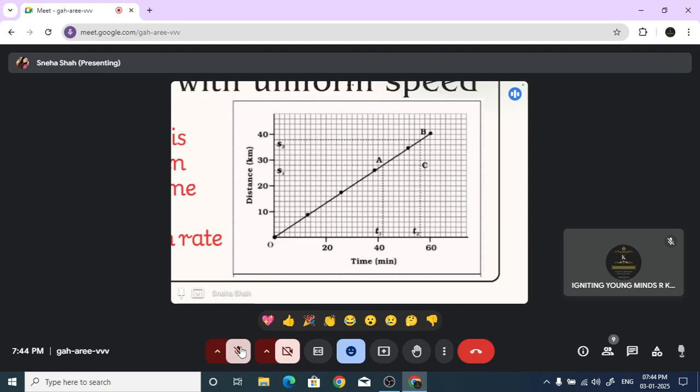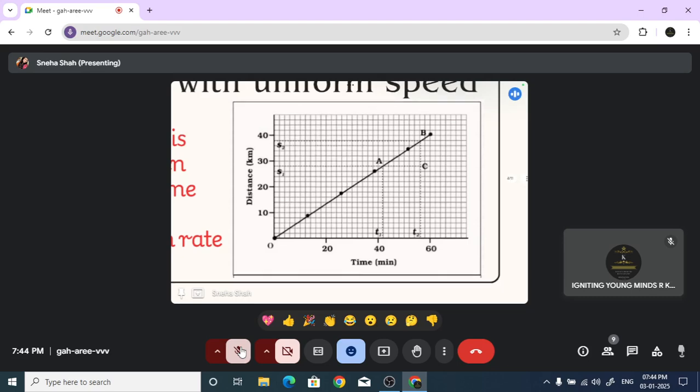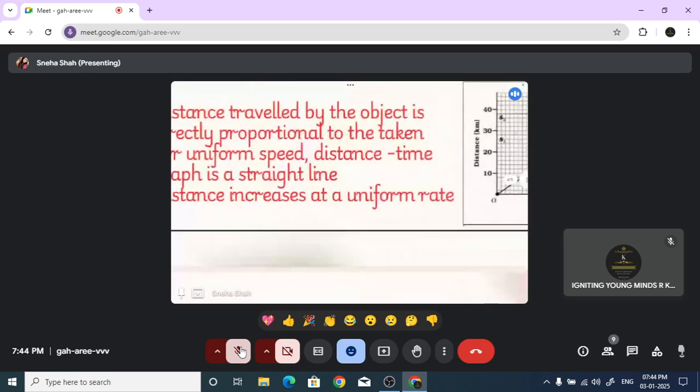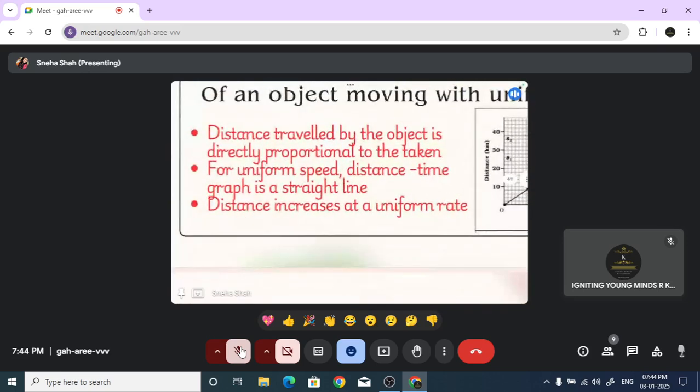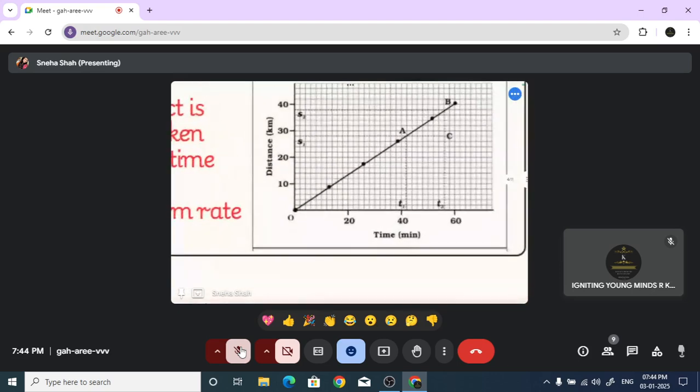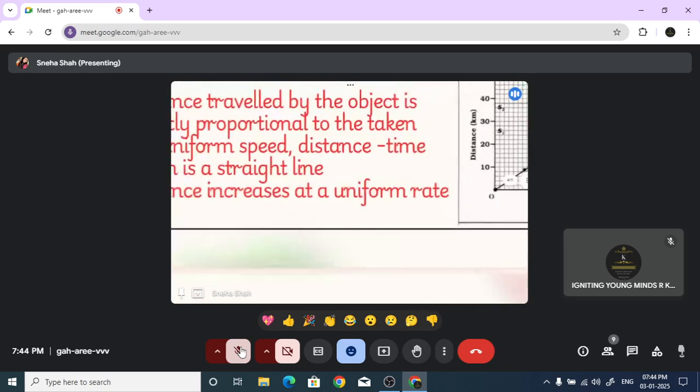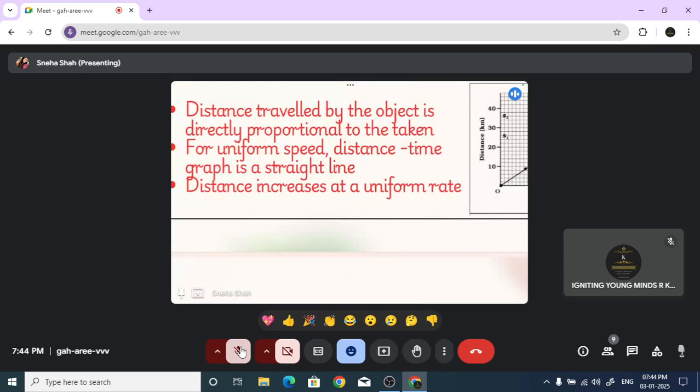When distance covered is proportional to the time taken, the speed or the motion of the object is said to be uniform, correct? So you can see that the distance traveled by the object is directly proportional to the taken time. For uniform speed, distance time graph is a straight line. Obviously, it will be a straight line. As you can see from point O to point B, the line is straight. There is no distraction in the shape of the line. And obviously, the distance increases at a uniform rate.